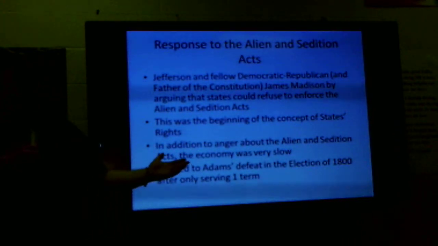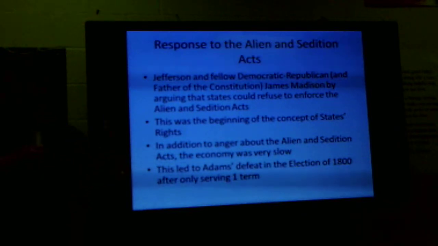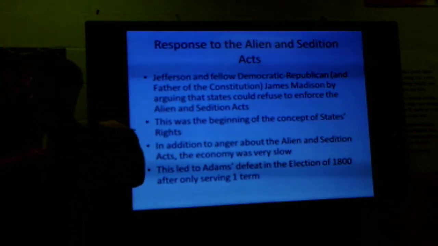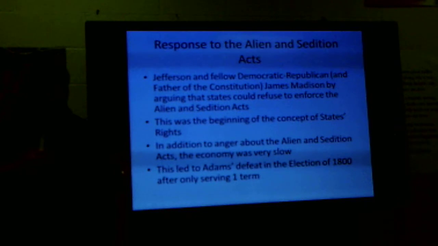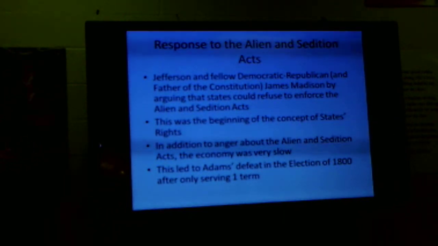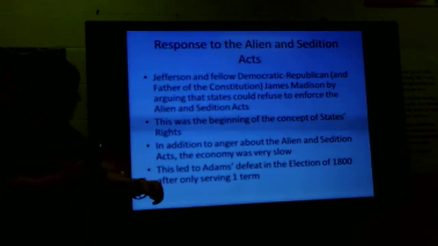In this case, they're arguing for the ability to nullify a federal law that they don't like. That's called nullification. That word's going to pop up again very shortly in this unit, so look for it. This was the beginning of the concept of states' rights.